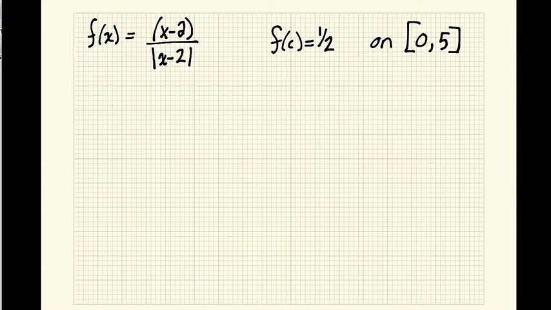Last thing we want to look at is the precision that's needed in using the intermediate value theorem. So the intermediate value theorem is talking about the existence of a solution, if you will. In this case, we're looking for some c. Does c exist such that this function will be equal to 1/2 on the interval 0 to 5?